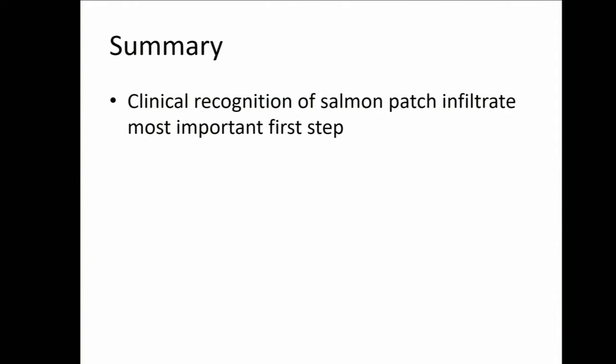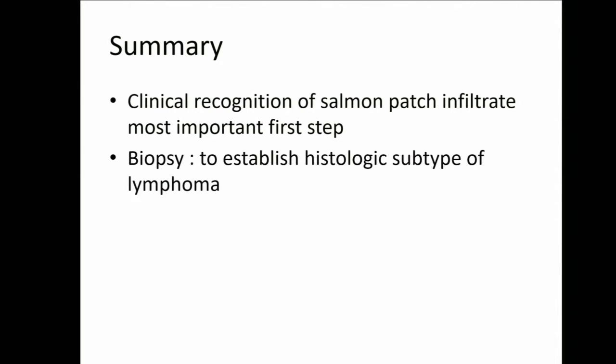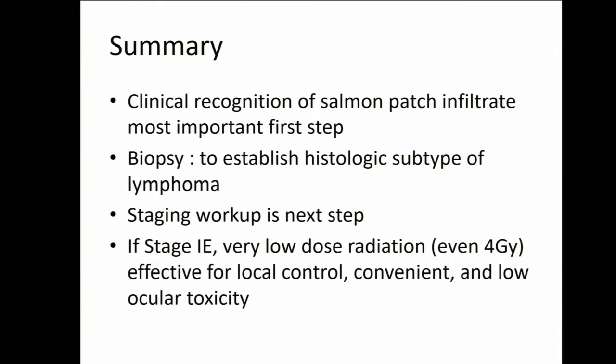So in summary, I think clinical recognition of salmon patch infiltrate is the most important first step for all ophthalmologists. The next step, in my mind, is a biopsy. Despite advances made with OCT, we do need the histology because we need to know the type of lymphoma, because that very much dictates treatment. Staging is important as the next step. And then for stage 1E disease, probably very low dose radiation makes sense, particularly if long-term follow-up confirms our preliminary observations. Thank you.